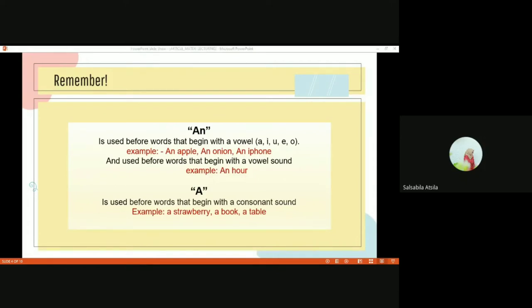Next. Remember, an is used before words that begin with a vowel: A, I, U, E, O. For example, an apple, an onion, an iPhone. And it is used before words that begin with a vowel sound. For example, an hour. Okay. And a is used before words that begin with a consonant sound. For example, a strawberry, a book, a table.